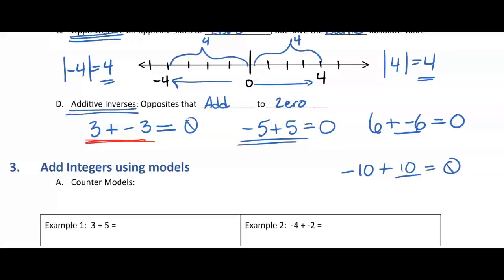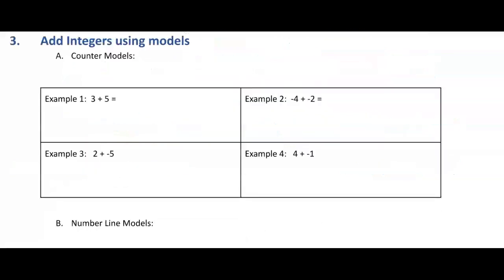All right, we're going to pause there for a moment. All right, for objective number 3, we're going to add integers using models. The first kind of model we're going to use is counter models. I recommend for written models that you do the following. Use minus signs for each negative integer that we are adding. And then I actually recommend using circles for each positive integer. And I'm going to show why in a moment.